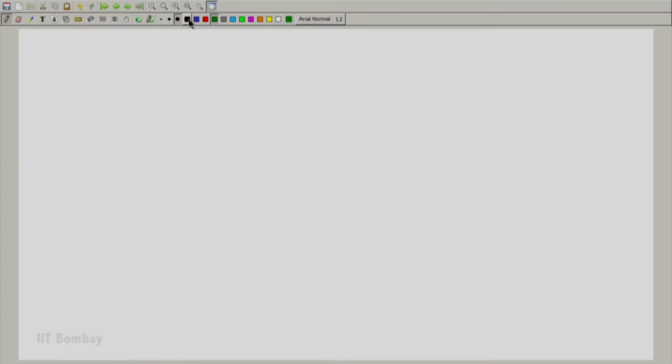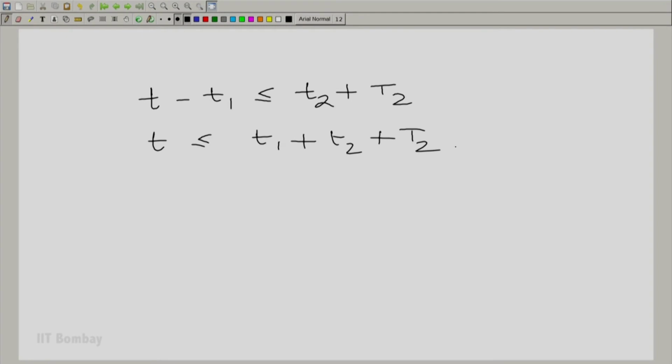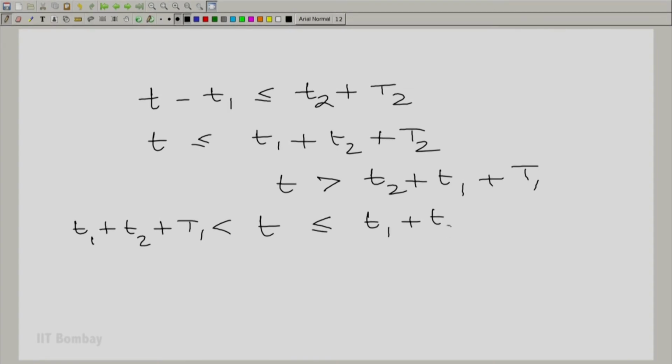So, in what region are we talking about? We are talking about the region T minus T1 is less than or equal to T2 plus capital T2. So, T is less than or equal to T1 plus T2 plus capital T2. And of course, T is greater than the previous case. Of course, T, as I said, is greater than T2 plus T1 plus capital T1. So, we have the region T between T1 plus T2 plus capital T1 and T1 plus T2 plus capital T2. Naturally, since T2 is greater than T1, this inequality makes sense. And in this region, the convolution is simply equal to capital T1.